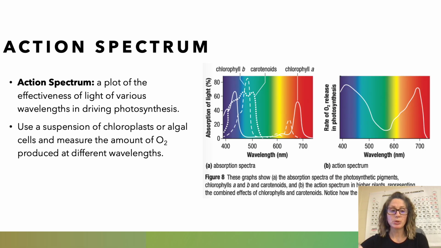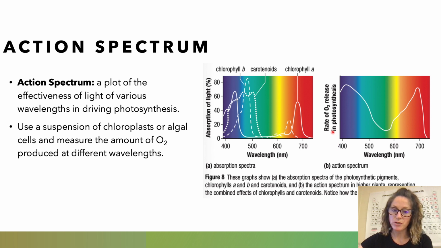Similar to an absorption spectrum, we have an action spectrum. This is a plot of the effectiveness of light of various wavelengths during photosynthesis. Again, they use a suspension of chloroplasts or algae cells and measure the amount of oxygen produced, which shows that photosynthesis is occurring.